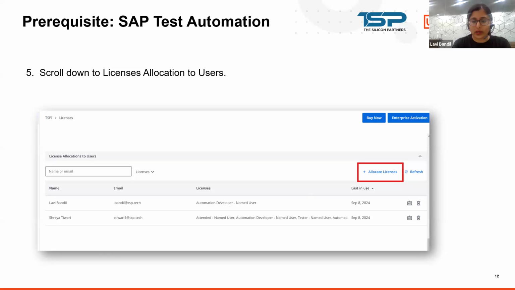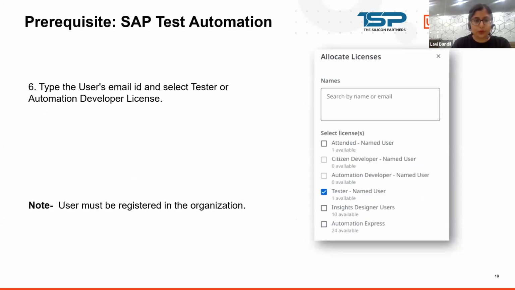So when you click on allocate license, you are able to see this type of pop-up box, and you have to provide the email ID and select a license. You can select either automation developer or tester, both will work fine and both will enable your testing. In my case, I have selected tester, and when you click on tester, you can easily see testing in your orchestrator.